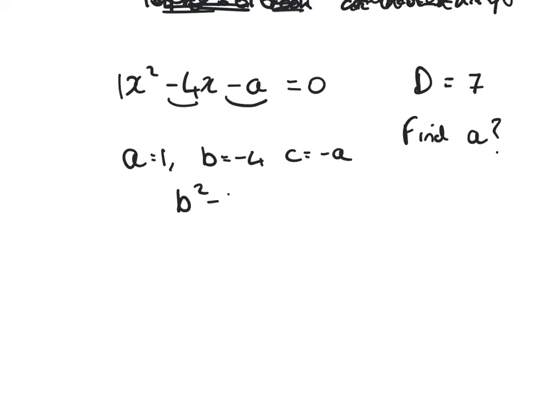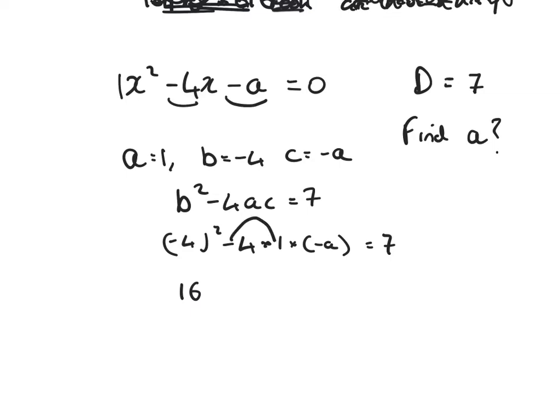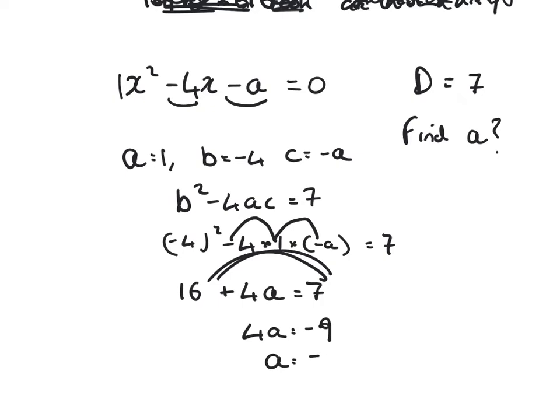Now we know that b squared minus 4ac, the discriminant, is equal to 7. So that's minus 4 all squared, minus 4 times a, which is 1, times minus a, which is c, and that will be equal to 7. That's 16. Let's be careful here. Minus 4 times 1 is minus 4. Minus 4 times minus a is plus 4a is equal to 7. 4a is equal to 7 minus 16, which is minus 9. And a will be equal to minus 9 over 4.